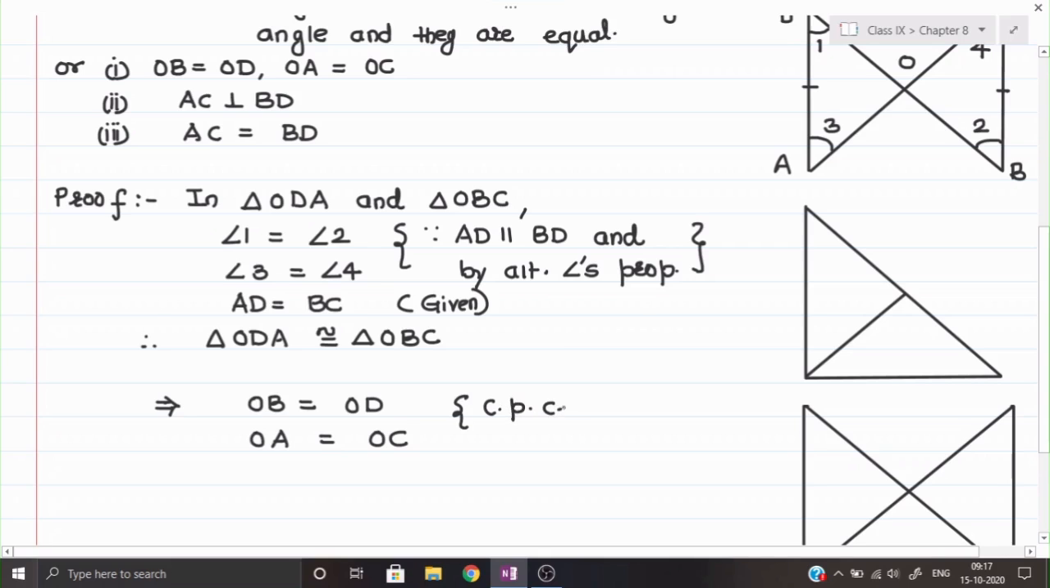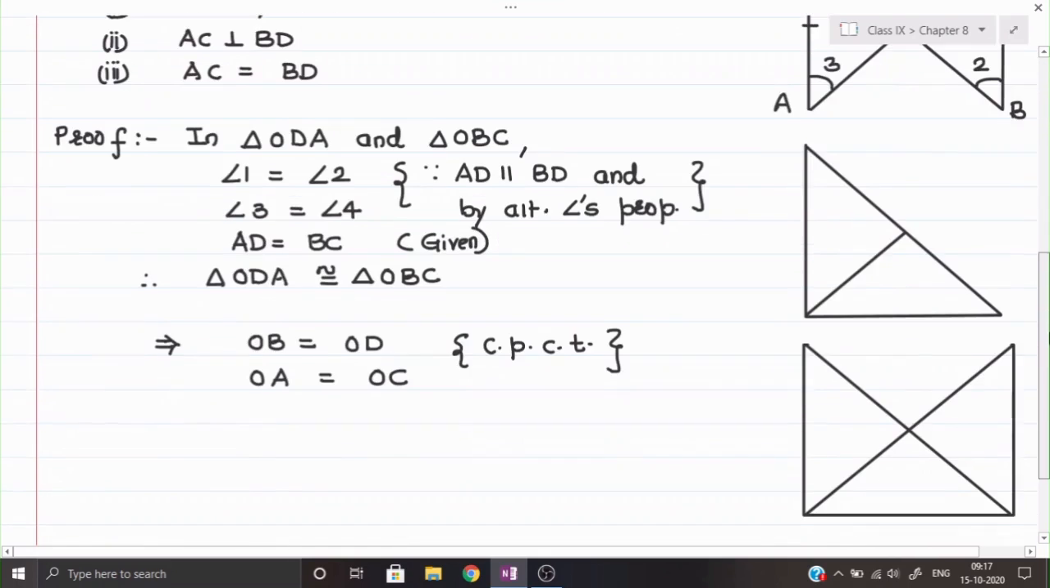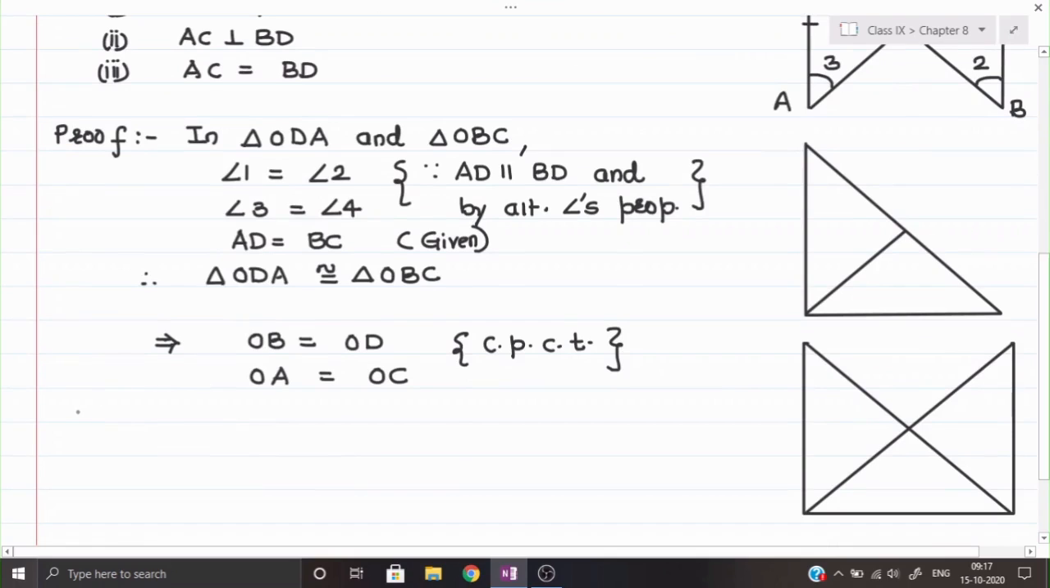And that is the first part we were required to prove. As you can see, OB and OD are equal and OA and OC are equal. So we can say that diagonals bisect each other. So here the first part is over. Here we shall write down: therefore, diagonals bisect each other.